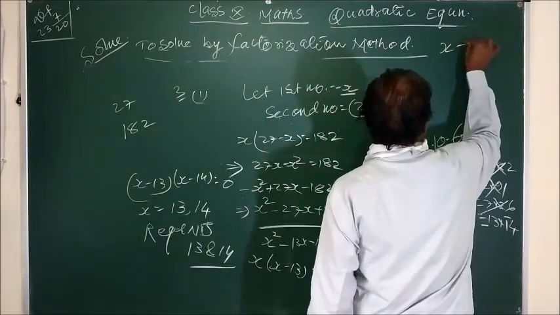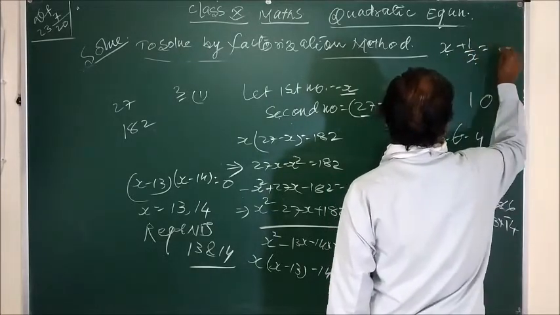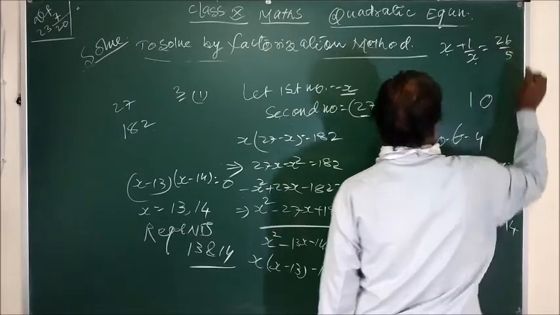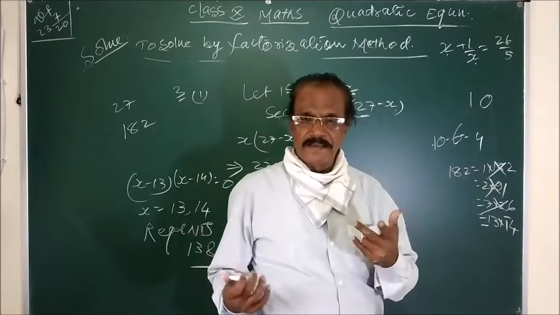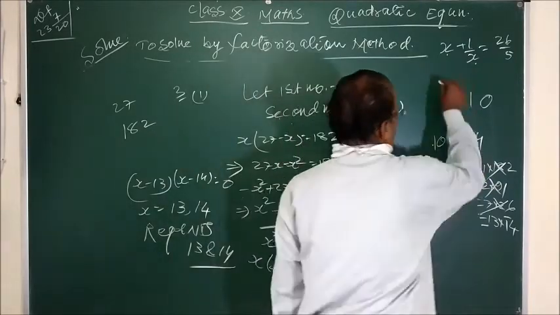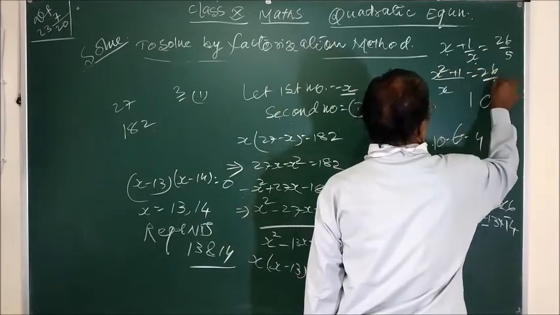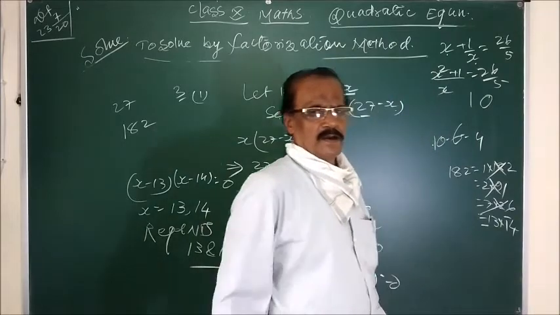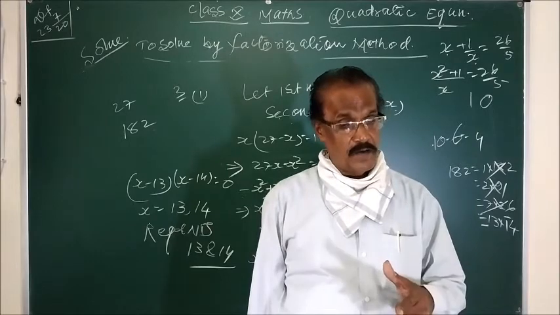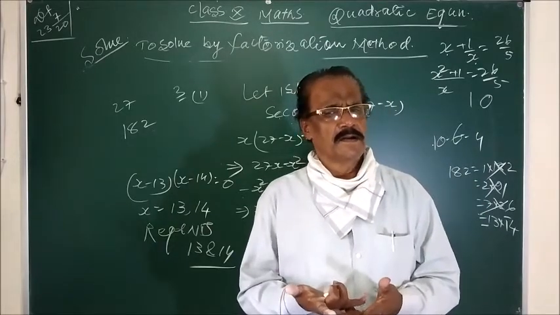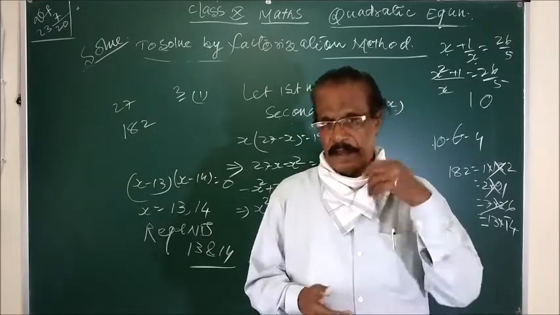Suppose you have to solve x plus 1 by x is equal to, suppose this. It looks like, is it a quadratic equation? It looks like a linear equation, but no. If you find the LCM and you simplify, on cross multiplying, you will get the quadratic equation. So my dear students, it is not sure that given equations are in general form. If not, you try to simplify and get it in the general form, and then you solve by factorization.